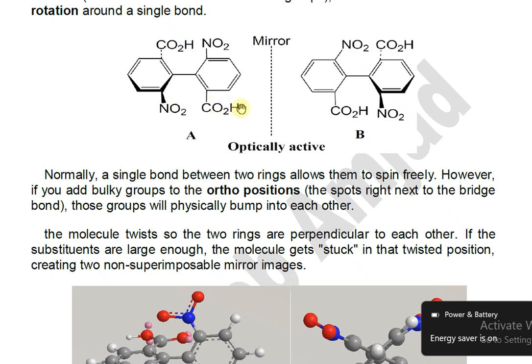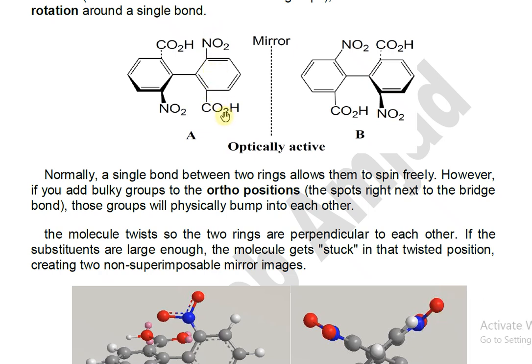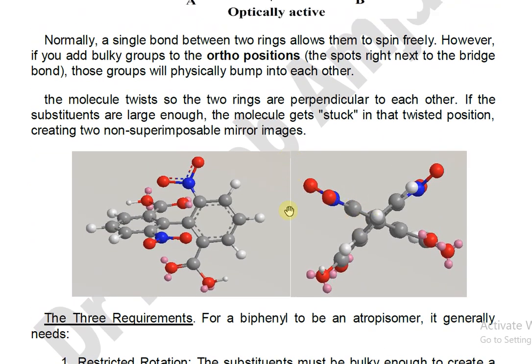But if we replace here, for example, we have NO2 with NO2, it will be optically inactive. But with this group, not like this group, it will be optically active. So the condition here is that the groups substituted on the cycle must be different groups, not the same group. Again, look at this from another side. If you look, this cycle is not in the same plane as this cycle.